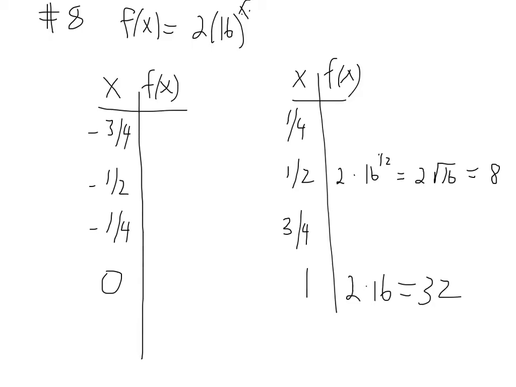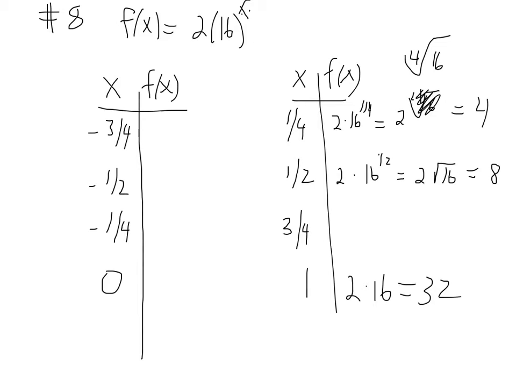And we're just going to keep going here. I'll plug in a quarter. That's 2 times 16 to the 1/4. That's 2 times the 4th root of 16. Since we have a 1/4, that's a 4th root. That doesn't look very good. Let me correct it here. I can't get it to erase. Alright, well, we'll deal with it. It's 2 times the 4th root of 16. The 4th root of 16 happens to be the number 2, so that's 2 times 2, which is 4.